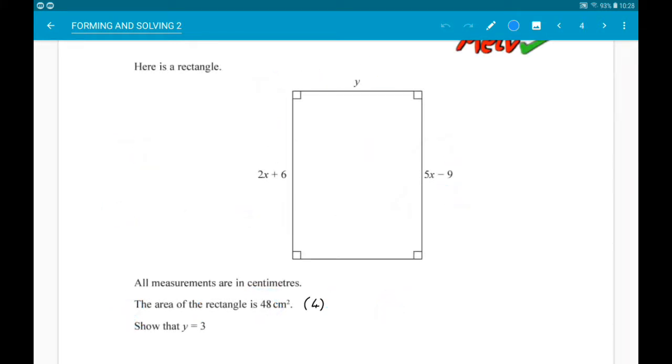Okay, number 3. So we have a rectangle with a width of y. Now, two different expressions for the height, 2x add 6 and 5x minus 9. All measurements are in centimetres. The area of the rectangle is 48 centimetres squared. So that y is equal to 3. Okay, so area of a rectangle is base times height.